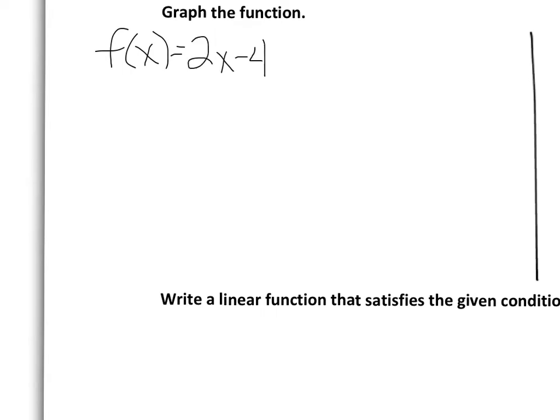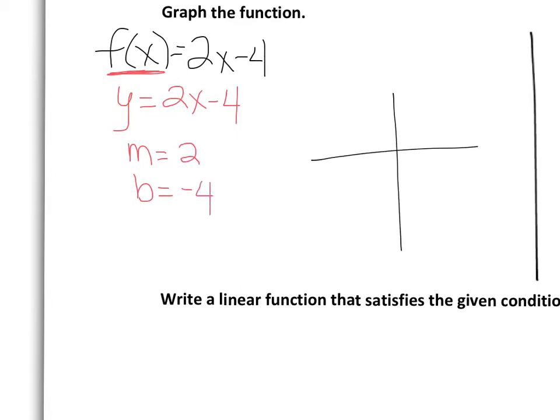Now maybe you remember at the very beginning I told you that f of x, this name of this function, is really just replacing y. So the first thing we can do is instead of writing it f of x, I can write y equals 2x minus 4. It's the same thing, just looks different. Now if I have y equals 2x minus 4 and I want to graph this, it's already in y equals, so I can go ahead and identify my slope, and I can identify my y-intercept. My slope is 2. My y-intercept is negative 4.